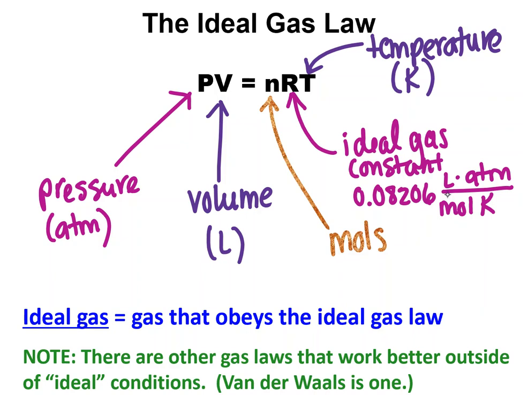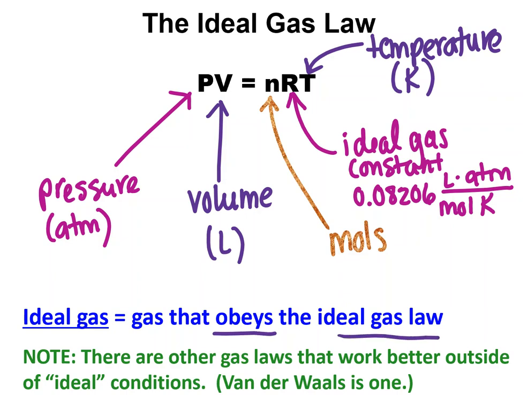A little bit about this ideal gas constant. It has all of these units because it has to go with what else is there. You could think about it as a fudge factor. It's actually derived mathematically, but the units have to match the other units that you're using in order for things to cancel correctly. If you were to use a different unit for pressure, say, you would need a different value for R. It wouldn't be 0.08206.